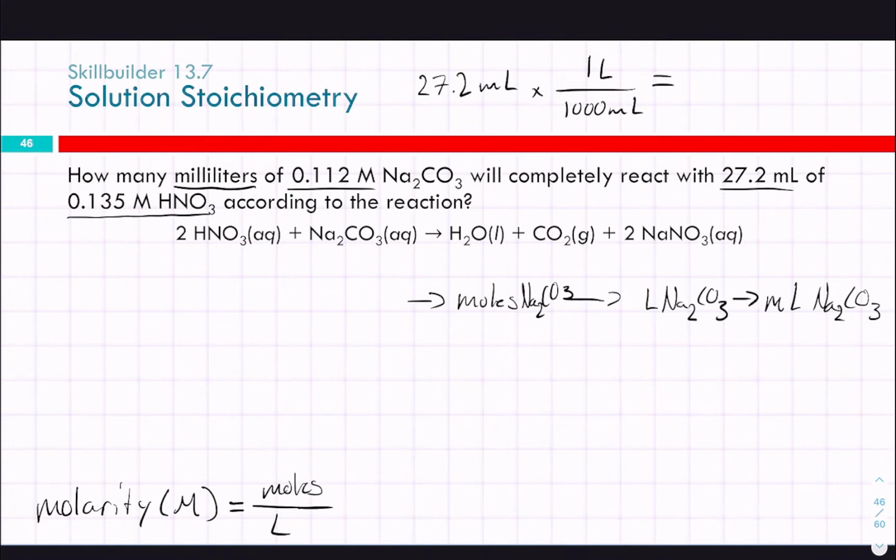So to be able to calculate the liters of sodium carbonate, we need to know the moles of Na2CO3. And then how would we get the number of moles of sodium carbonate? The moles of... You're on the right track? Sorry, yeah. Oh, nitric acid, yeah. HNO3. Yeah.